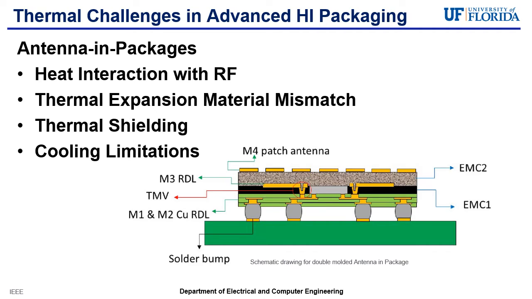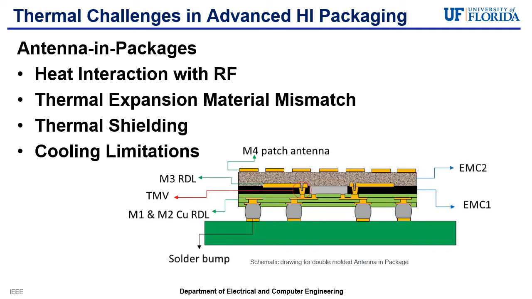Thermal shielding is necessary to protect sensitive parts of the package from heat generated by other components, like the antenna or the processing units. Effective shielding ensures that heat does not interfere with the AiP's operation. And lastly, there are a lot of cooling limitations to consider with antenna in packages.